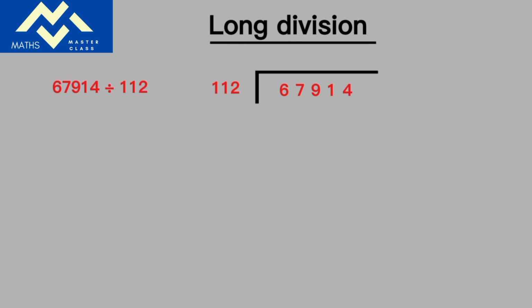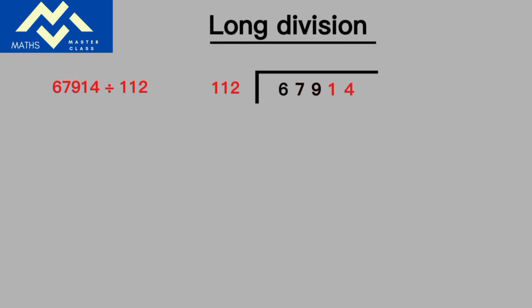Step 2. Look at the first few digits of 67,914 to see how many times 112 fits in. Can 112 go into 6? No, 6 is smaller than 112. Then we use 67. Can 112 go into 67? Still no, 67 is smaller than 112. We use 679. Can 112 go into 679? Yes! 679 is bigger than 112.